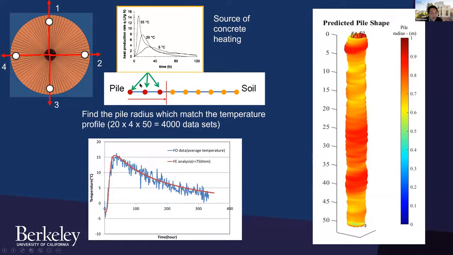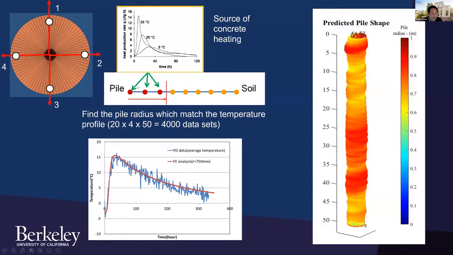Then you can start by saying, okay, you have a heat generation model, which is given in the concrete literature, and then see how heat, or temperature, dissipates into the ground. Your fiber optics is right close to the interface between the pile and the soil. And we have that for 4 different locations.